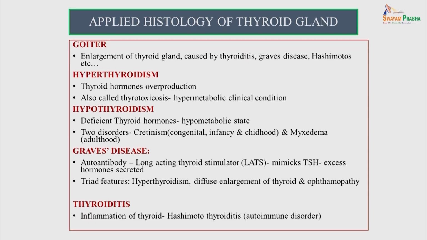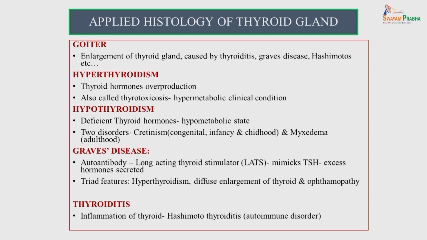There is a condition called hyperthyroidism where there is excessive production of thyroid hormones. It's also called thyrotoxicosis. It leads to a hypermetabolic clinical condition. The next condition is hypothyroidism, where there is a deficiency of thyroid hormones and it leads to a hypometabolic state. Sometimes in childhood, this hypothyroidism leads to a condition called cretinism, and in adulthood, hypothyroidism leads to a condition called myxedema.